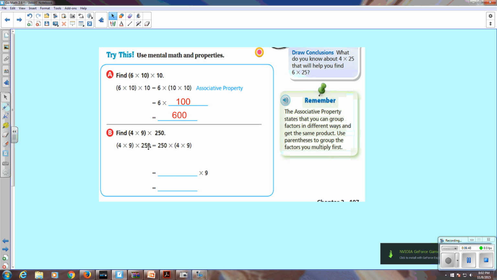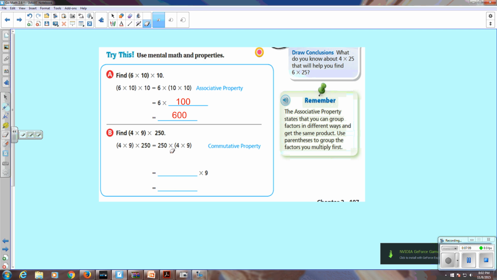So if I look here, again, I'm going to say 4 groups of 9 is 36. But instead, I'm going to do this. I'm going to switch the order of my factors. I'm going to do 250 times 4 times 9. So I switched the order. Instead of my group of 4 times 9 first, I moved it to the back and I put my 250 first. That's using the commutative property.